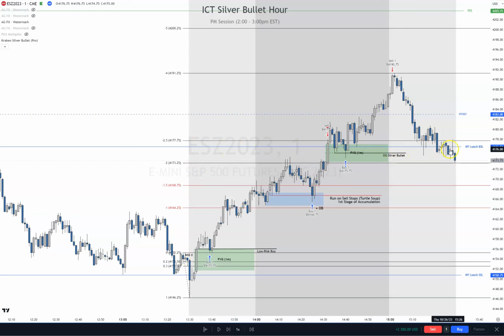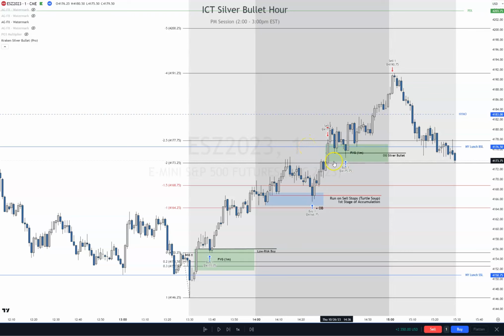2.5 was right around where we wanted our first target for New York lunch buy side. So it doesn't always go to the 4. No, it usually goes between 2 and 2.5. So that's right where we're having our lunch buy side. So that was our target. From a low risk buy, we took it to the New York lunch buy side, and our run on stops, these 4 equal lows right here, we took those out into our order block for our turtle soup entry, again targeting the 2.5 deviations, which is right at the New York lunch.